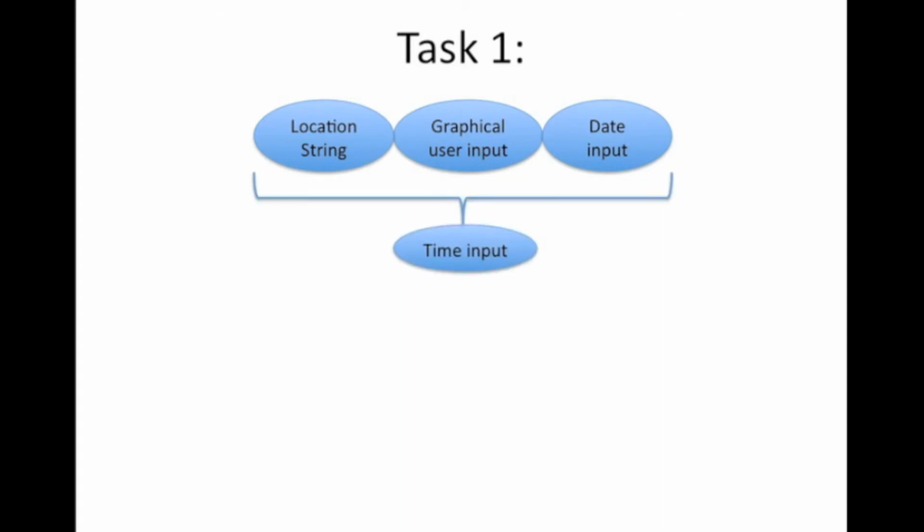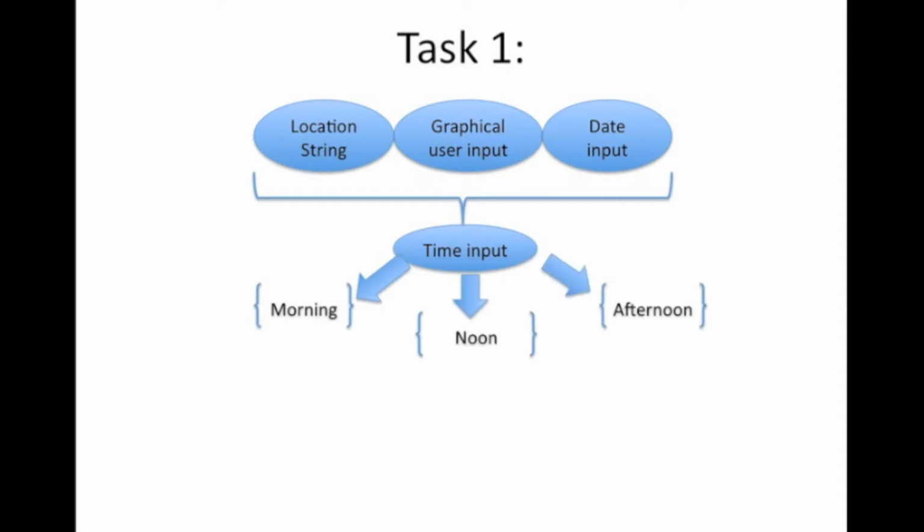For task 1, we asked for 3 inputs in our GUI. Location, which was stored as a string, a graphical user input, which was stored as a pair of x and y coordinates, and a date input, which was also stored as a string. These were all stored based upon time input, either morning, noon, or afternoon, and based upon which time input was given, data would be collected.